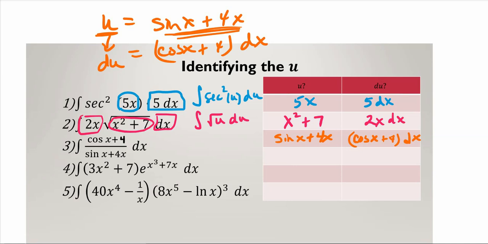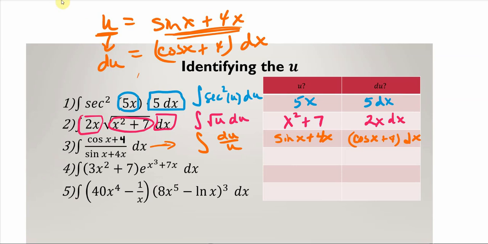Okay? So now example number 3, this ugly monster is going to be transformed into this easy baby problem. So I'm going to have a du there, and I'm going to have u there. And the integral of 1 over u du is going to be the ln of the absolute value of u. Okay? So you're saying, oh my gosh, this is not that hard.